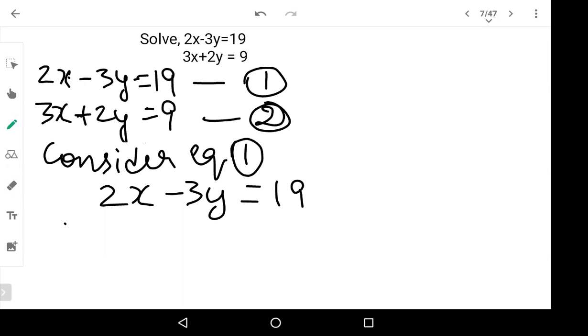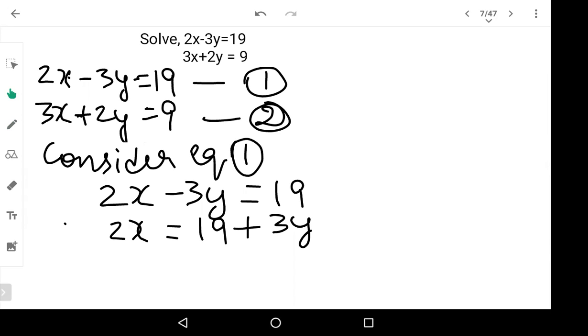Now here I am going to keep x to one side and take the rest of the expressions and variables to the other side. So what we can do is take this 3y to the other side. So minus 3y is going to become plus 3y. Fine. So 2x is equal to 19 plus 3y. This is the first step.